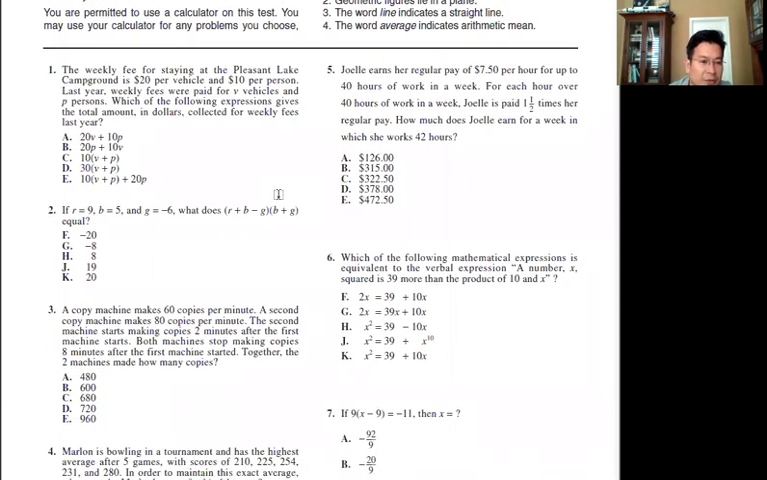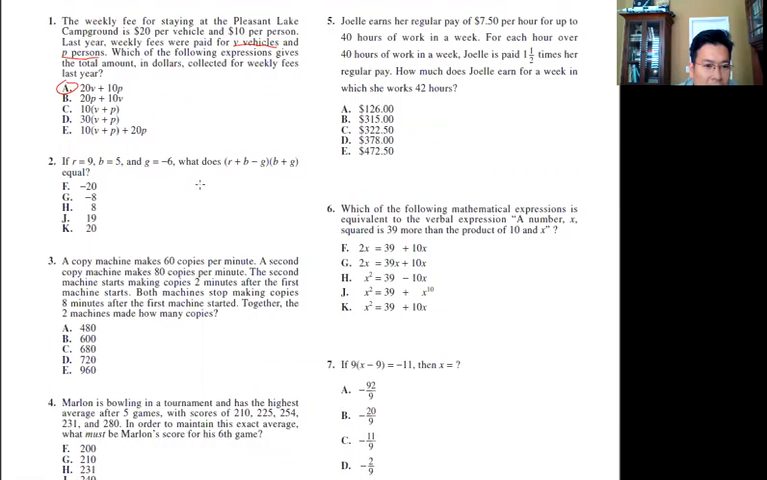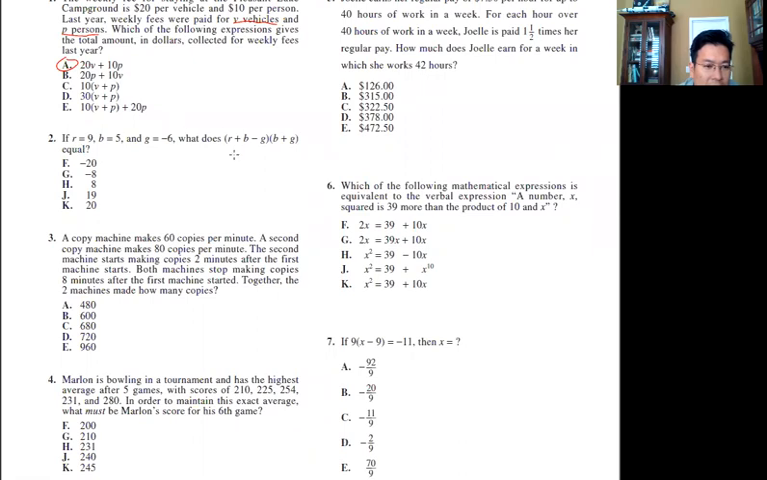So number one, the weekly fee for staying at this lake is $20 per vehicle and $10 per person. So V vehicles and P persons. So $20 and then 10, so it's nothing really special. You plug this in, so 9 plus 5, minus minus is plus, so 6, which is 20 times B plus G is minus 1, so minus 20. F.